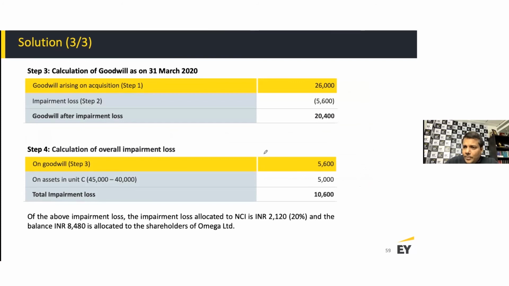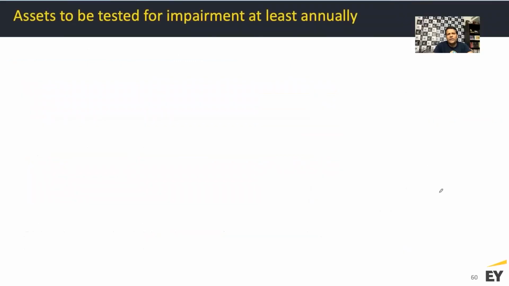Now, of the above impairment loss, I have to allocate to the minority, which is 20%. The balance 8,480 is allocated to the shareholders of Omega Limited. This is what goes to the shareholders of Omega. So that's how we've done the overall impairment assessment.